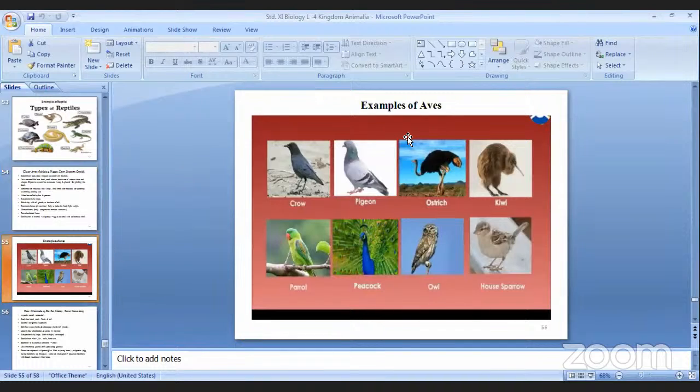Now here are some examples of aves. You can take any example. I have just tried to pick certain ones of slightly different types, like crow, pigeon, ostrich, kiwi, then sparrow, owl, peacock, parrot, right? So any two or three examples you can take.